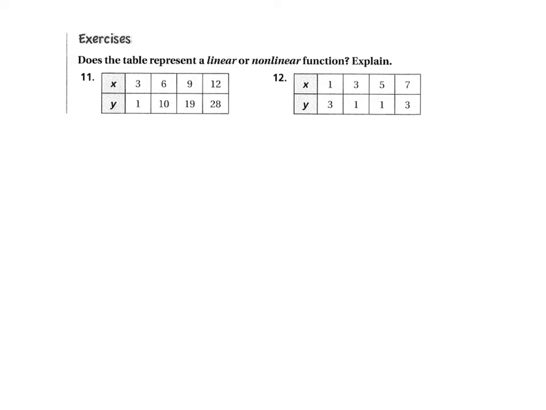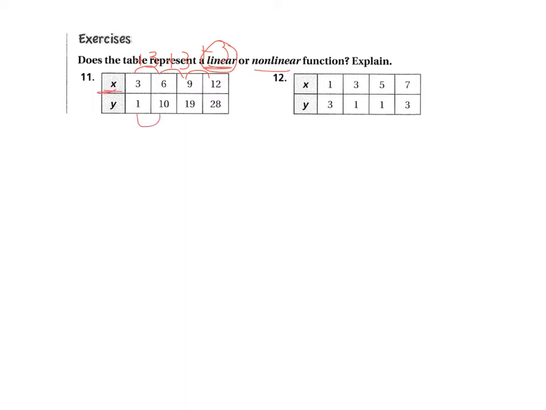Question number 11 is asking us, does the table represent a linear or nonlinear function? And to tell if something is linear or nonlinear, we have to have consistency. If we look at what x is doing, it's going 3 to 6, +3, +3, +3. So we have consistency with the x.